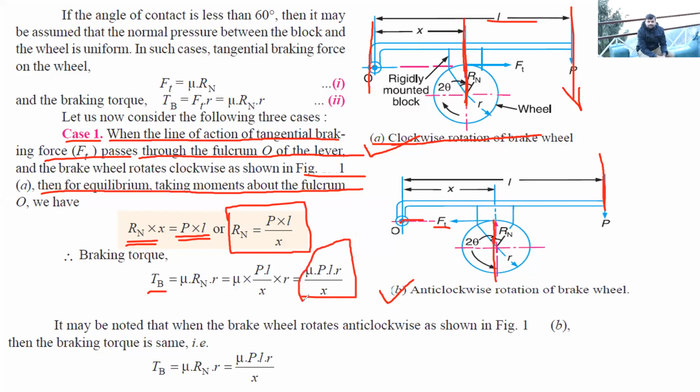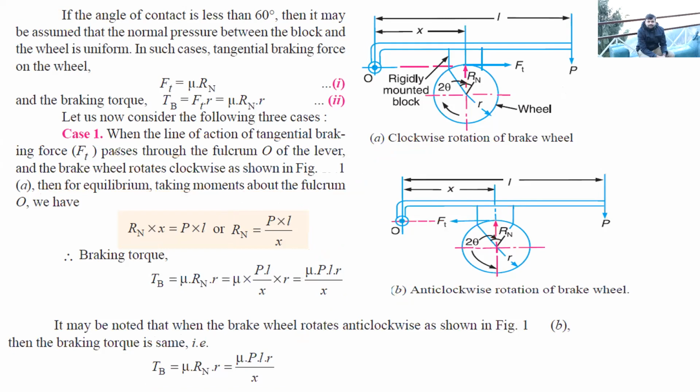All right. Now, what will happen when we take this in anti-clockwise direction? Again, it will remain the same because the direction of P and the direction of Rn has not changed. Only the direction of Ft has changed. But since the line of action of Ft is passing through this fulcrum point, therefore it won't be producing any moment. All right. Therefore, the braking torque would again be equal to mu into P into L into R. That is, in both the conditions, the same amount of braking force will be required. All right. So I hope this case one is clear to you.